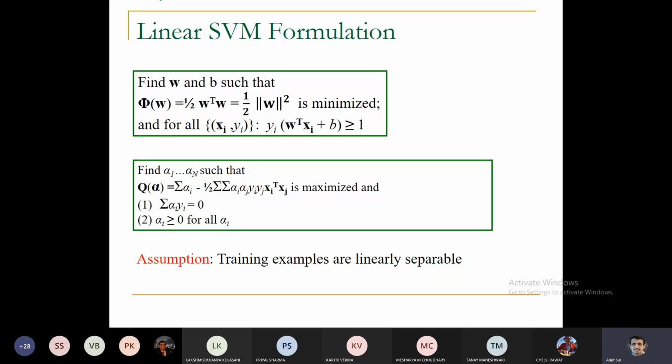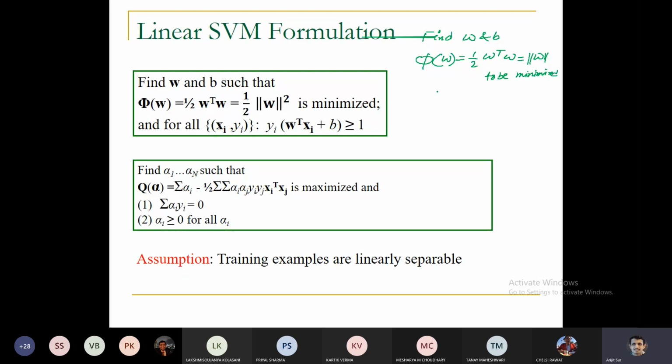Okay, so we are discussing the linear support vector machine, and whatever we formulated in the last class, the support vector machine is formulated as a constrained optimization problem, such that we have to find this W and B, and W is a vector where this phi of W is basically half of W transpose W, or you can say this is the W norm. That should be minimized.